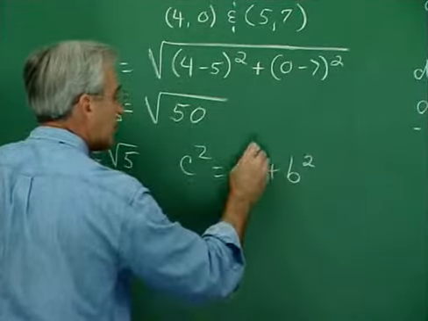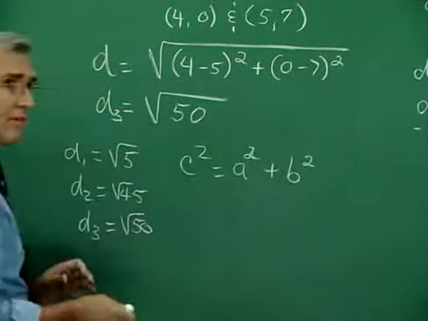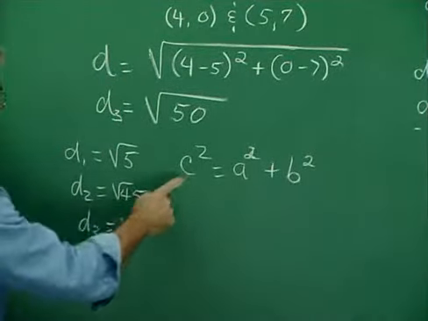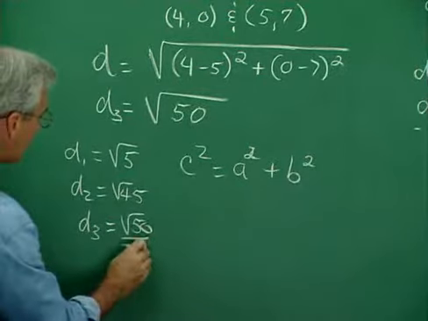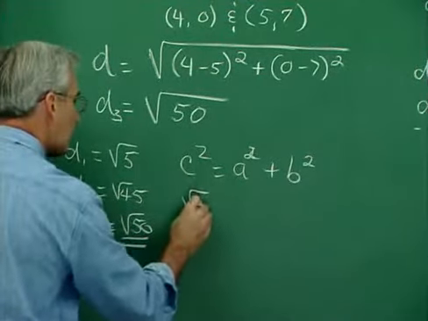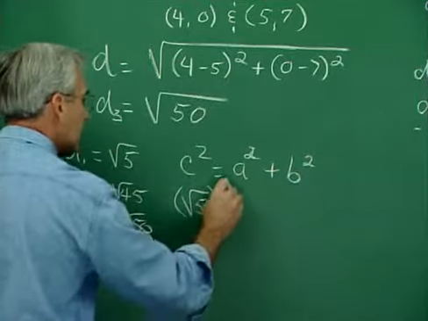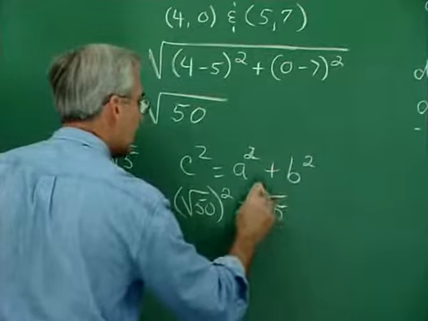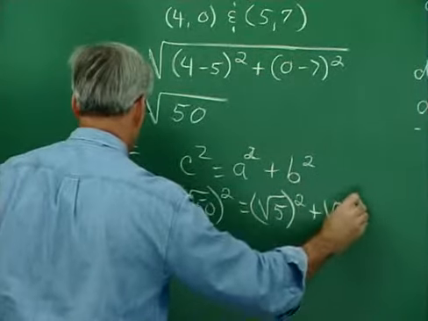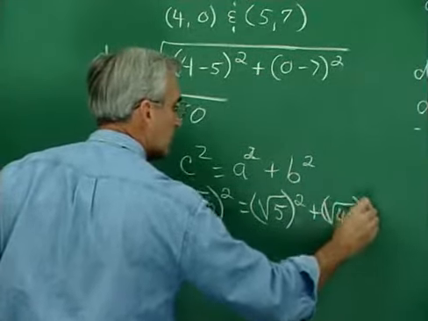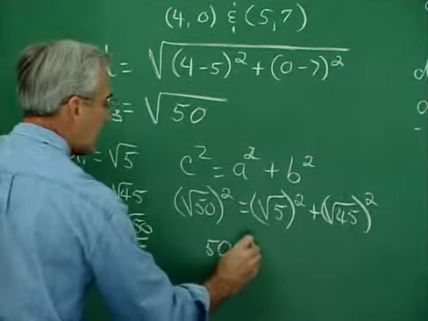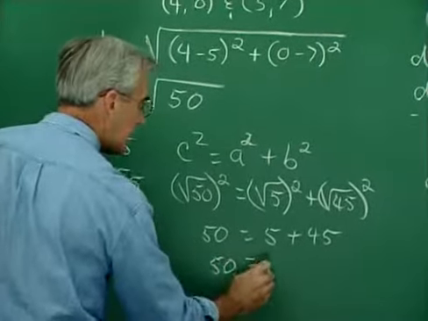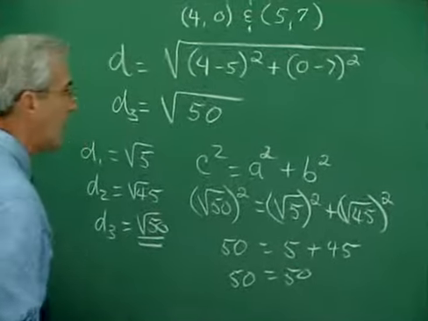Well, what's A and B? A and B are the legs of a supposed right triangle, and C is the hypotenuse. C is the longest side. What would be the longest one of these? Oh, it would be this. So is it the case that the square root of 50 squared equals the sum of the squares of the other two sides? That's the square root of 5 squared plus the square root of 45 squared. So this would be 50 equals 5 plus 45. Oh, sure, 50 is indeed equal to 50, and therefore we do have a right triangle.